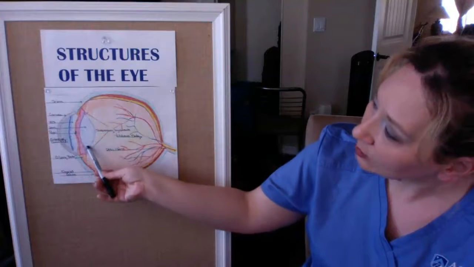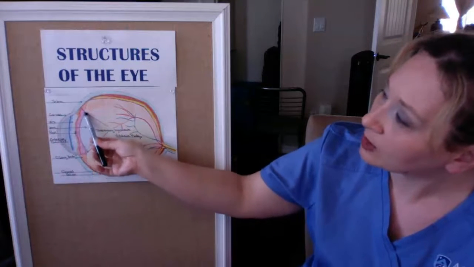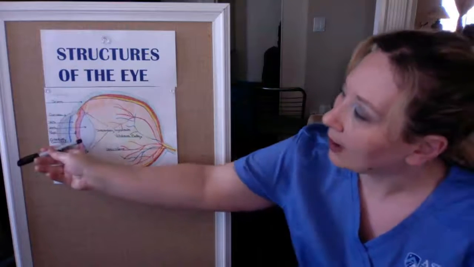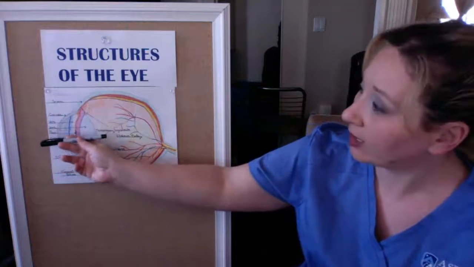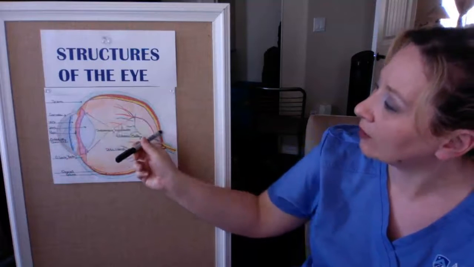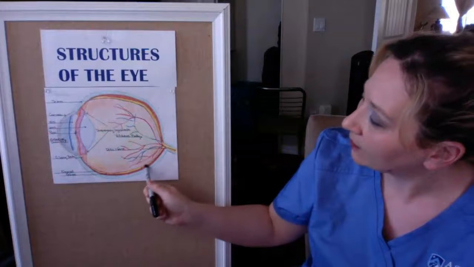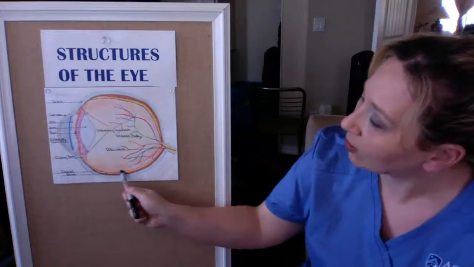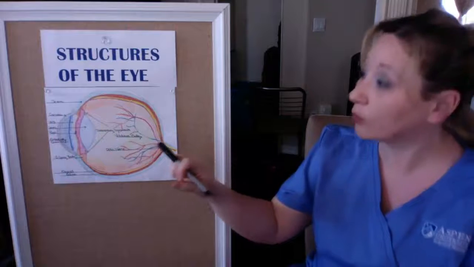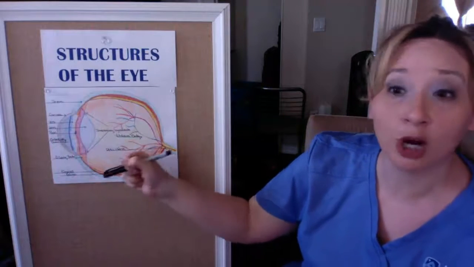The lens, which is right here, is suspended through suspensory ligaments that exist right here. Now what happens is the light comes through the cornea, it goes through to the lens, and then it sends it to the retina, which is the innermost portion of the eye, and the retina is responsible for taking the light that is bent through the lens and turning it into a sharp image.